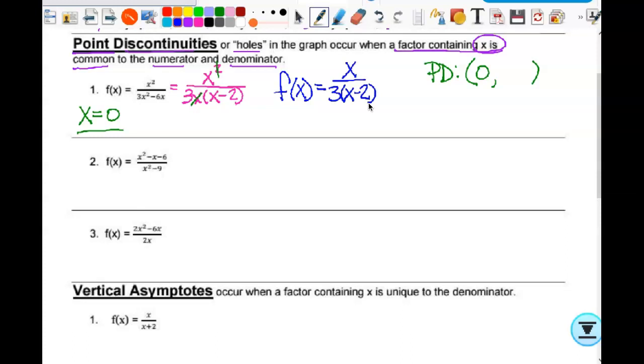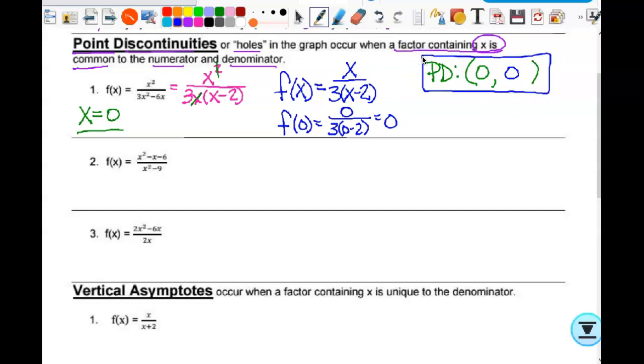Now I need to find the y value of the point discontinuity. I cannot substitute it into the original one. I substitute into this one, so I want f of 0, and that's going to give me 0 over 3 times 0 minus 2. And what's that give me? 0. So that is my y value there.